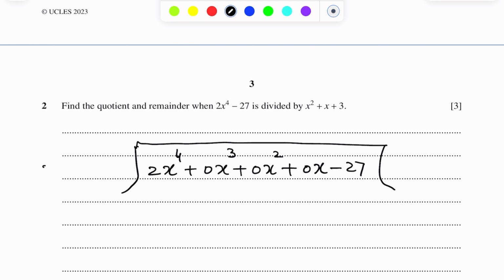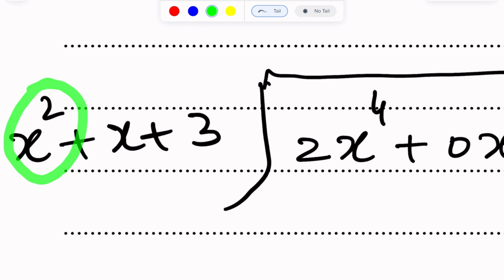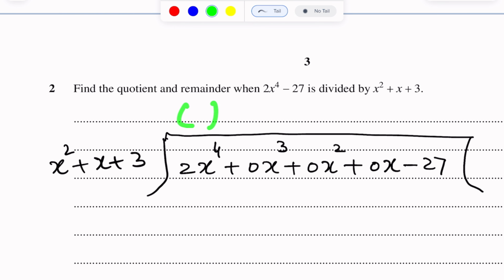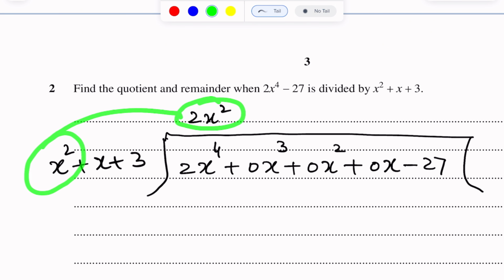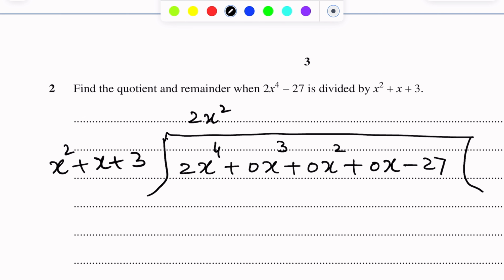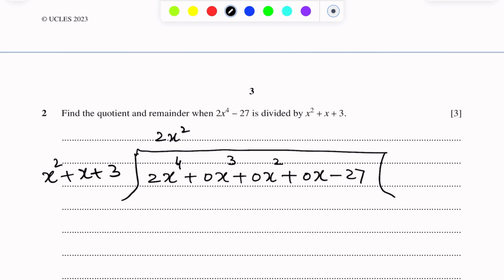We write here x square plus x plus 3. Now first we will multiply the first term of the divisor with a term to have 2x^4. So we multiply x square by 2x square, we get 2x^4. We write here 2x square. When we multiply this 2x square by x square, we get 2x^4. So this is 2x^4.